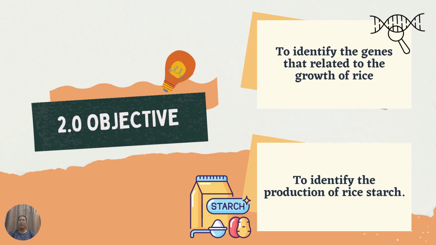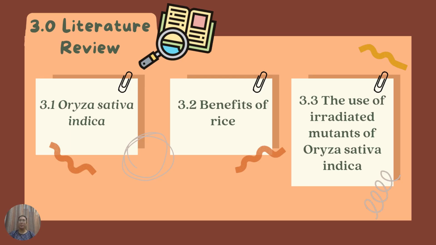The objective of this study is to identify the gene that is related to the growth of rice and to identify the production of rice starch. The literature review in this study is divided into three parts, which are Oryza sativa indica, benefit of rice, and the use of irradiated mutant of Oryza sativa indica.